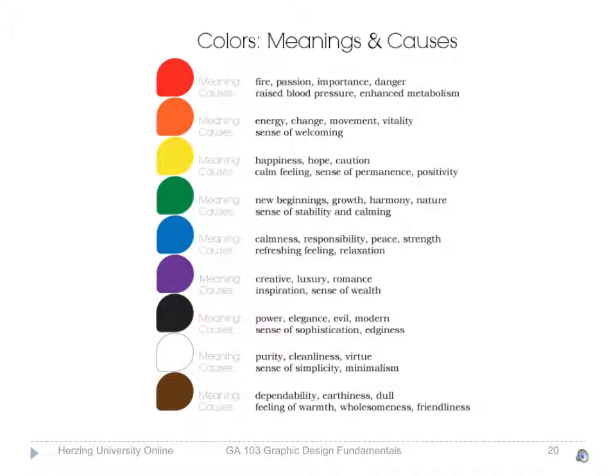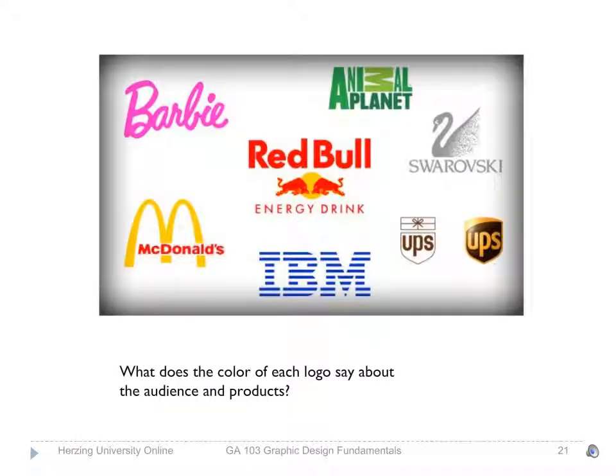Here we see another example of colors and their psychological representations. In our last slide, we see well-known logos and their colors. Think about what the color of each logo says about the audience and products. From our earlier slide, we know that brown represents the earth, reliability, comfort, and endurance. It is no surprise why UPS picked that color.